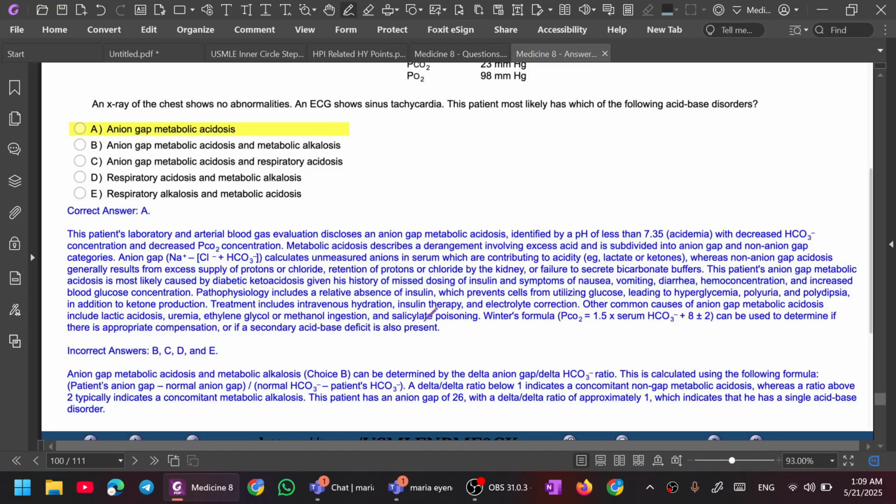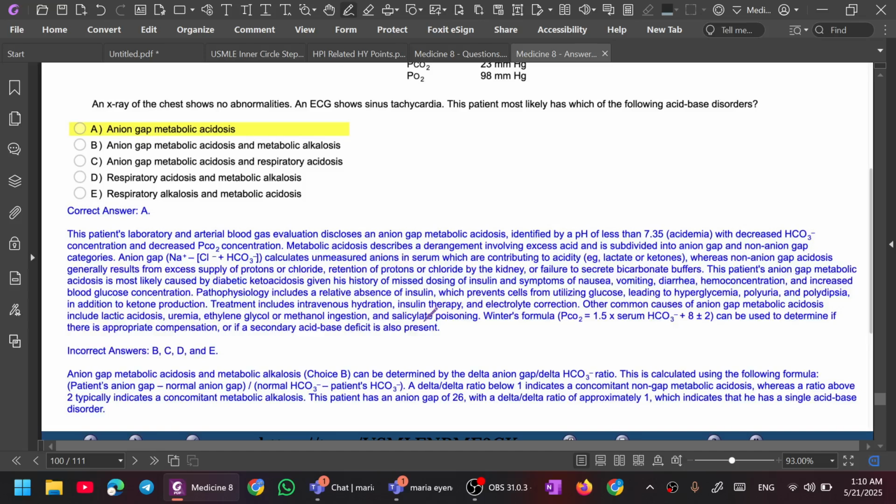Anion gap metabolic acidosis and metabolic alkalosis can be determined by the delta anion gap over delta bicarb ratio. This is calculated using the formula: patient anion gap minus normal anion gap, over normal bicarb minus patient bicarb. A delta delta ratio below 1 indicates a concomitant non-gap metabolic acidosis, whereas a ratio above 2 typically indicates concomitant metabolic alkalosis. This patient has an anion gap of 26 with a delta delta ratio approximately 1, which indicates that he has a single acid-base disorder.